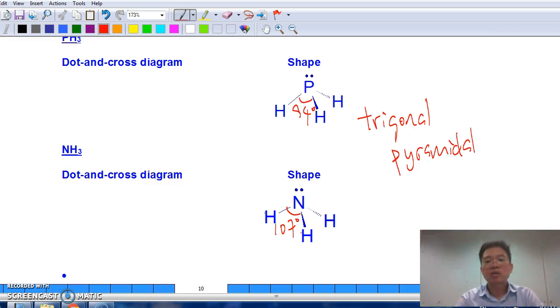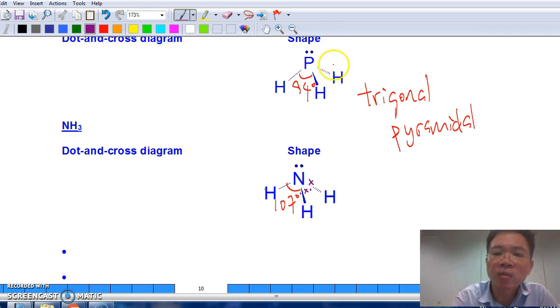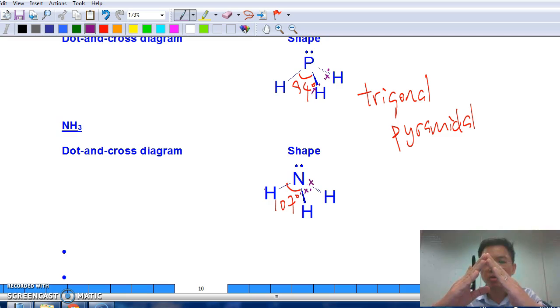Remember, in the lecture I mentioned this has to do with an important factor concerning the center atom, which is the factor of electronegativity. Nitrogen is more electronegative, so the bond pair electrons are drawn closer to itself. Therefore, there is a greater repulsion as compared to PH3, where the bond pairs are further away from the center atom. Therefore, there's a smaller repulsion in PH3, compared to a bigger repulsion in ammonia.